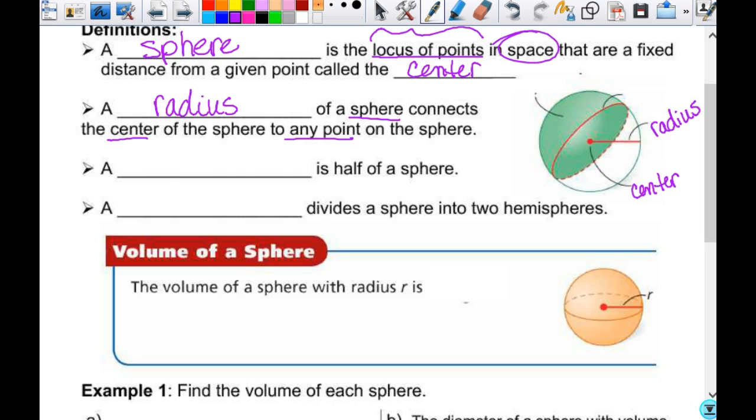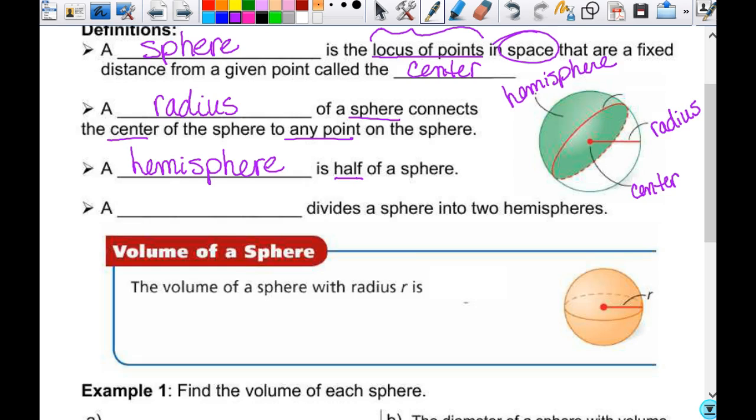All right, what do you think we'd call half a sphere? Hemisphere. A hemisphere, I understand where that's coming from because you've got a semicircle, but it's a hemisphere. A hemisphere is half of a sphere. Okay, so then we have blank that divides a sphere into two hemispheres.